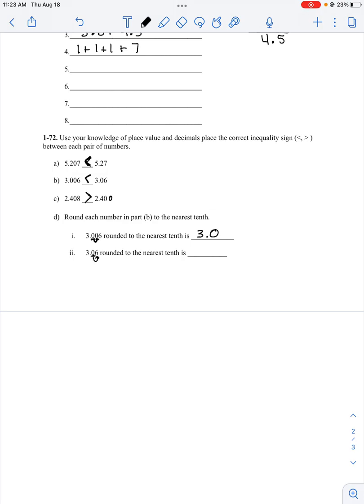Part 2, I'm going to still look at that 0, but now my number's larger. My 0 goes up 1 to 3 and 1/10. As always, if you have questions, do not hesitate to come and talk to me.